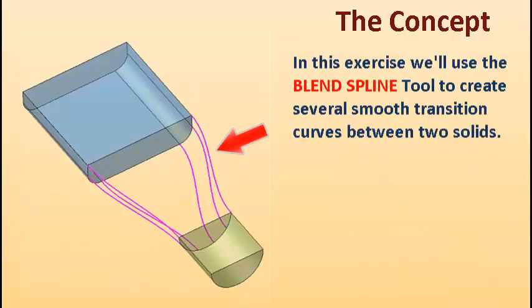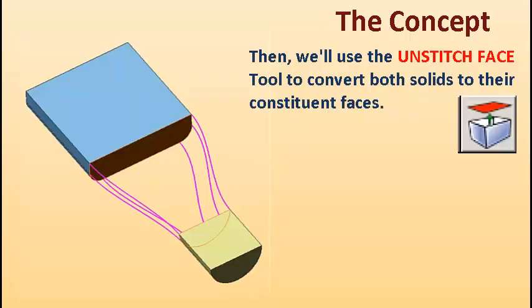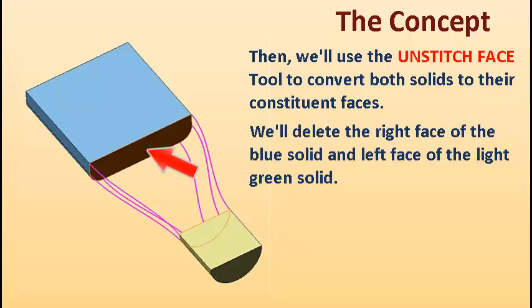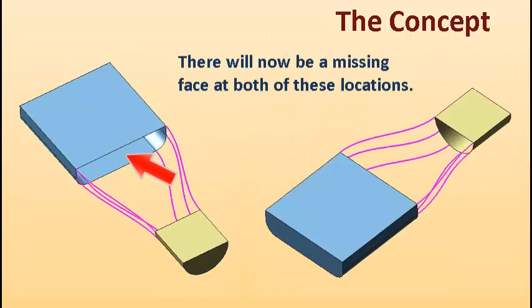In this exercise, we'll use the blend spline tool to create several smooth transition curves between two solids. Then we'll use the unstitch face tool to convert both solids to their constituent faces. We'll delete the right face of the blue solid and the left face of the light green solid. There will now be a missing face at both of these locations.